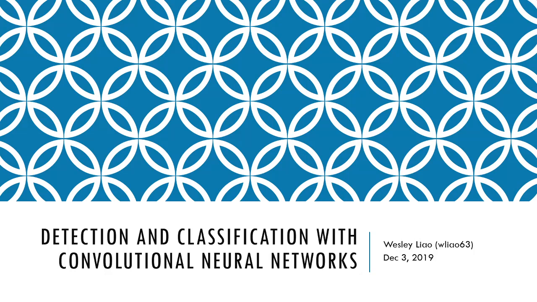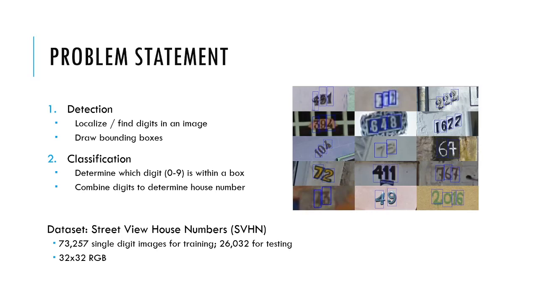Detection and classification with convolutional neural networks. So the problem statement is finding and classifying house numbers in images. This is a two-part problem. The first part is finding the numbers in the images, so localizing and drawing bounding boxes around those digits.